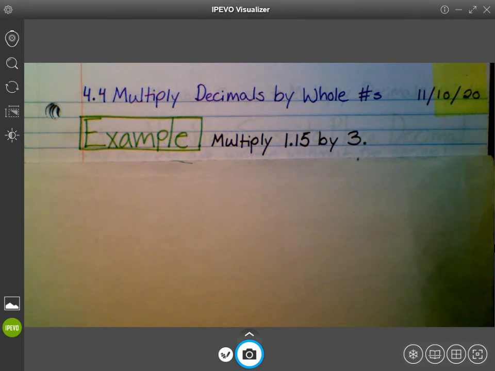Put a thumbs up on your desk when you have this written down, 5th grade. So Frankie, go ahead and get the title, date, and example written down.